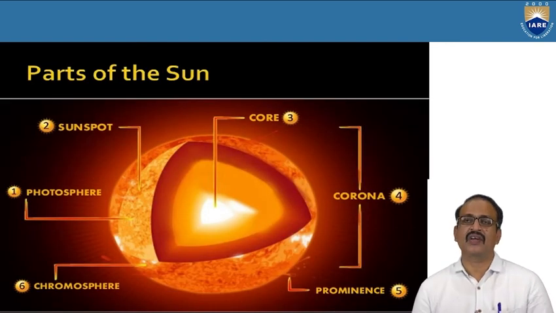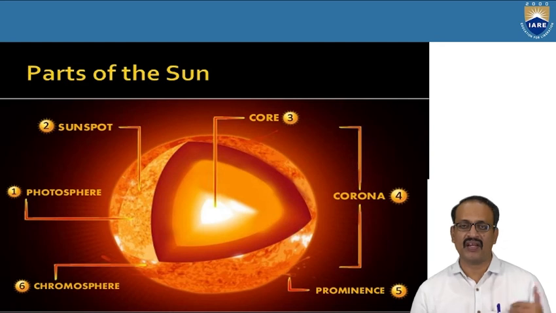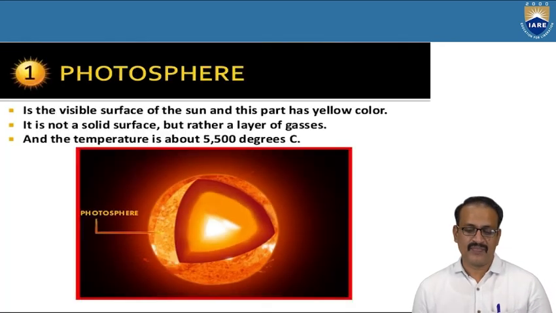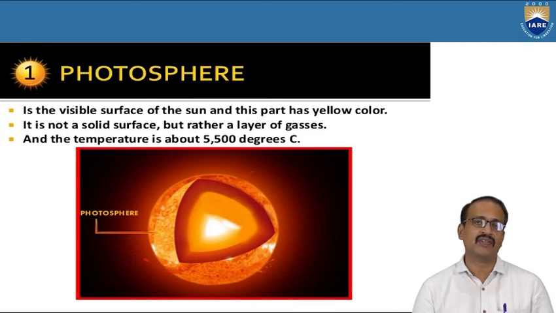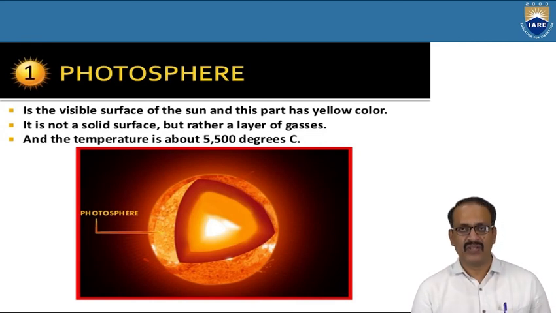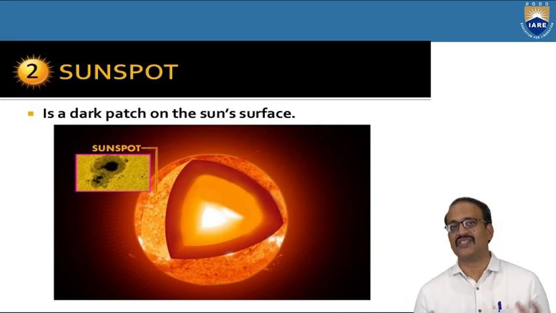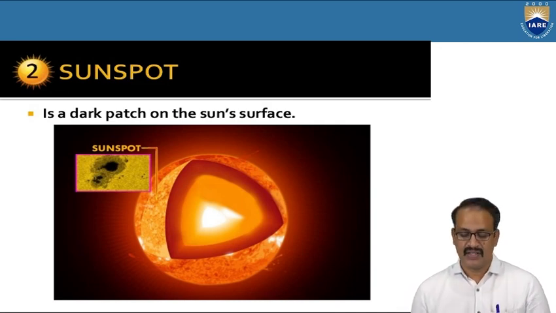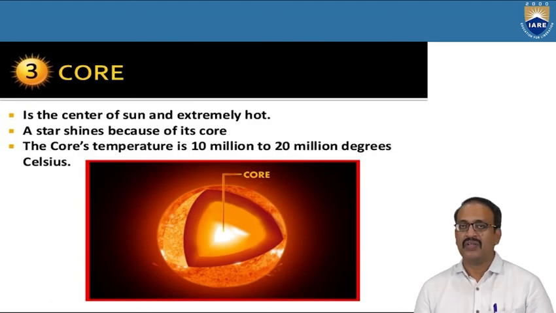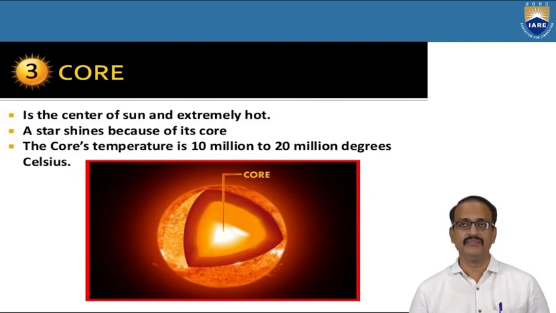And what are the parts? That is the photosphere, the sunspot, the core, the corona, the prominence, and the chromosphere. The photosphere is the outer surface of the sun, which looks yellow in color, and the sunspot is a dark patch on the surface of the sun. The core has the highest temperature and light. It is 10 million to 20 million degrees. You cannot imagine that much heat.